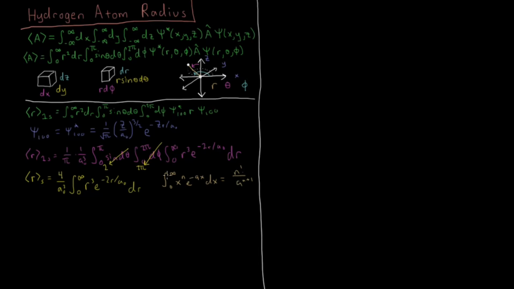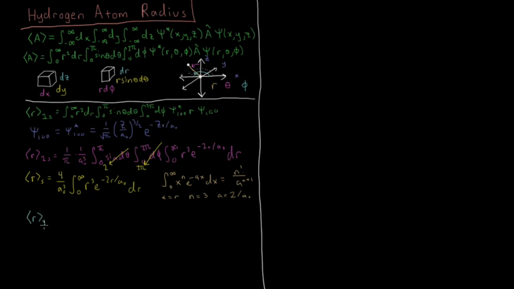Okay, so what is my n in this case? My n is 3. I can see that corresponds to this part. My x is just r. And my a is going to be 2 over a naught. So x equals r, we have n equals 3, and a equals 2 over the Bohr radius, 2 over a naught. Okay, we'll substitute that in now.